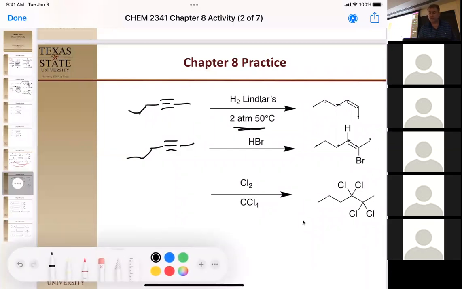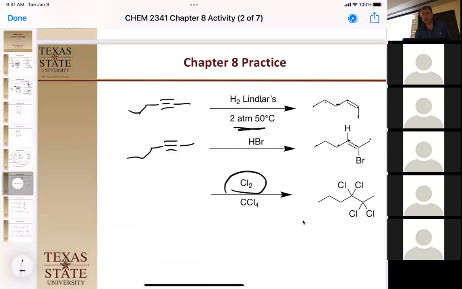Okay, so let's see. Chlorine, and we're going to put 2 equivalents of it here in carbon tetrachloride. So that means we're tetrachlorinating it. So I guess that means we're going to have to draw that same structure again. So see what I mean by going backwards in the system?